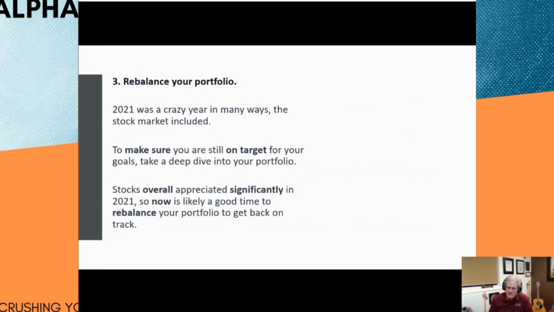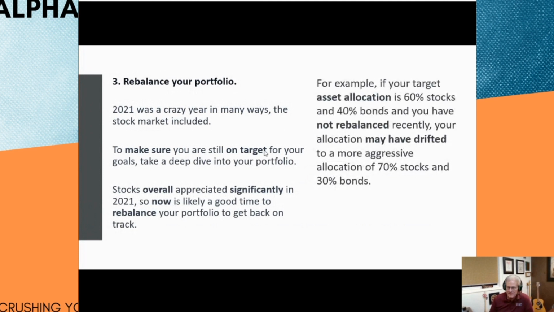And how many different tax seasons have we talked about are coming up? And look at all the messaging there. Your head should be spinning with all these messages. So here's how I would frame this one. For example, if your target asset allocation is 60% stocks and 40% bonds, and you have not rebalanced recently, your allocation may have drifted to a more aggressive allocation of 70% stocks and 30% bonds.